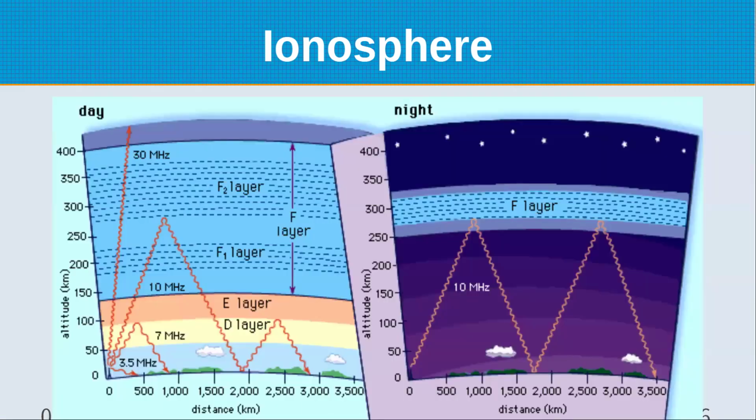And again, it's kind of the same thing, night and day comparison. We're showing 10 megahertz. Daytime, it's refracting off of the F2 layer, and nighttime, it's off of what would have been the F1 layer, or somewhere in the middle, because it's compressed into a single smaller layer.